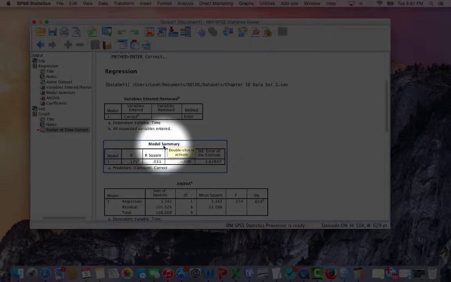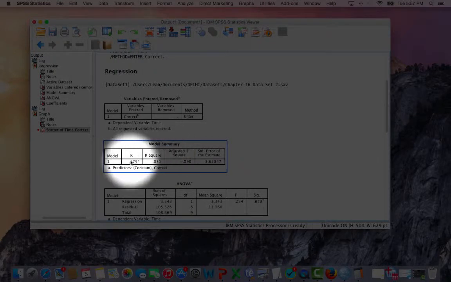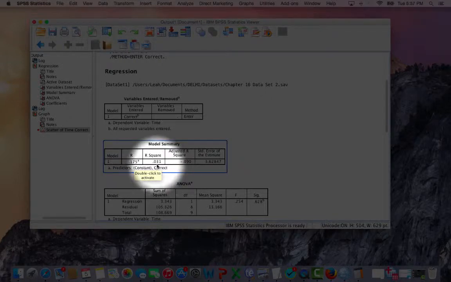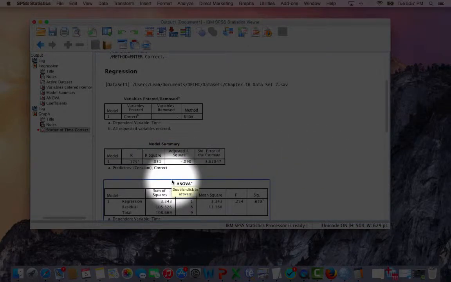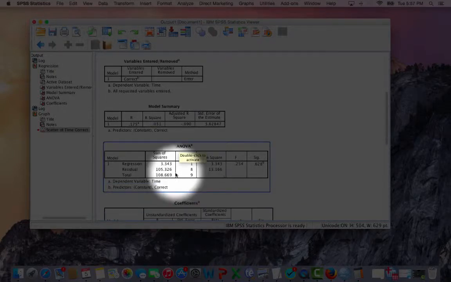The second table gives us a summary of how strong the relationship is by looking at the R value. This is 0.175. Not a very, very high value. And the R squared value is 0.03, meaning only 3% of Y is accounted for by X, or only 3% of our Y variable is related to our X variable.